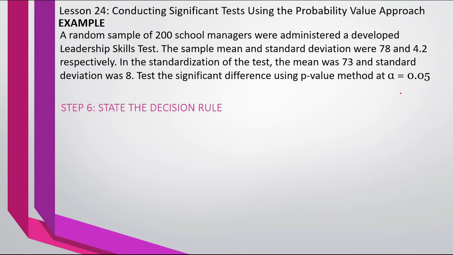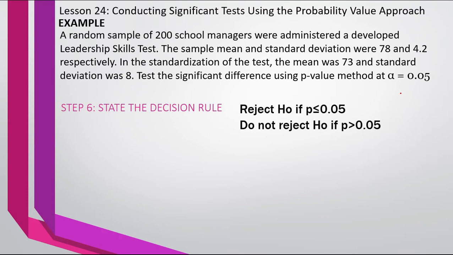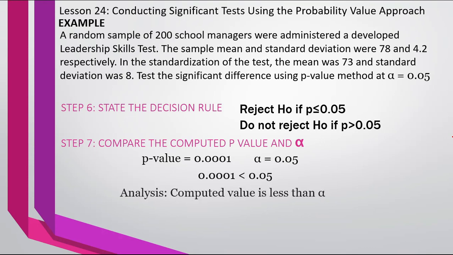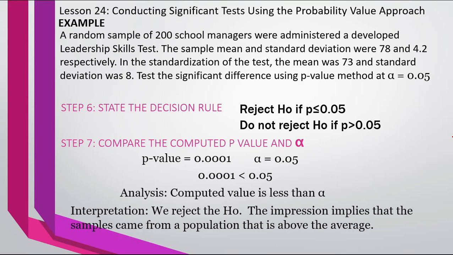So, yun na lang. State the decision rule, as usual, check natin. So, analysis natin dito, mas maliit yung p-value na na-compute natin compared to the level of significance. Therefore, ano magiging decision natin? We reject the null hypothesis. Ayan. So, kuha ba?